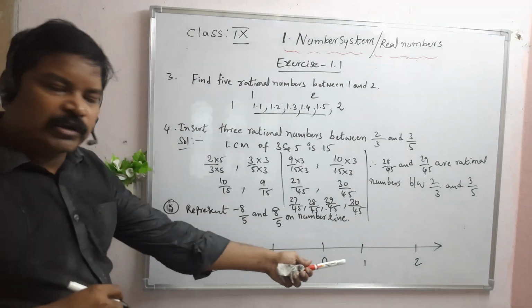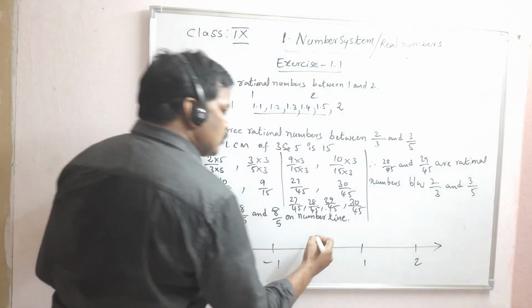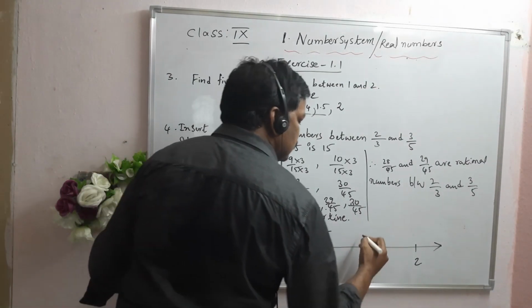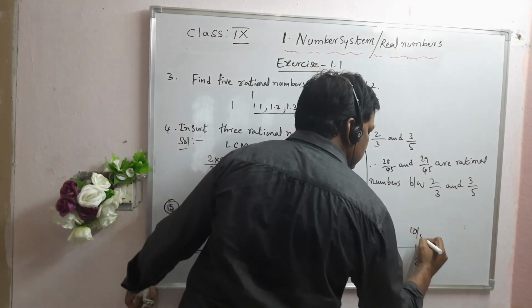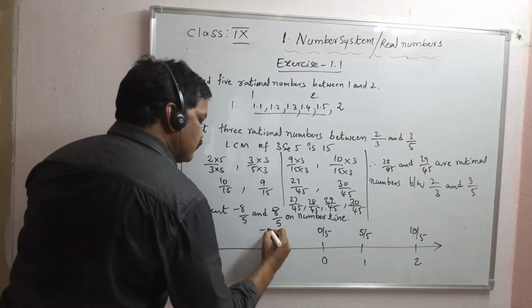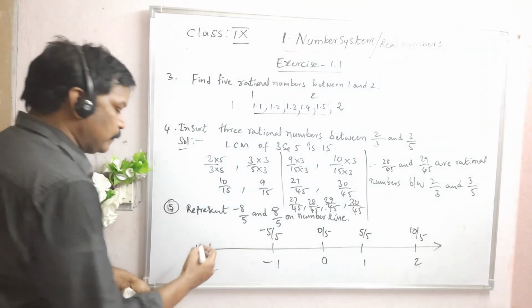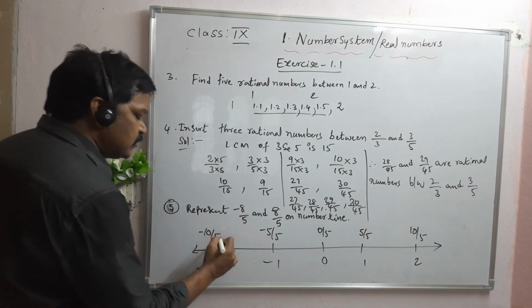Just I draw a number line here. This 0 can be written as 0 by 5. This 5 by 5 means 1. 10 by 5 is 2. Minus 5 by 5 is minus 1. Minus 10 by 5 is minus 2.